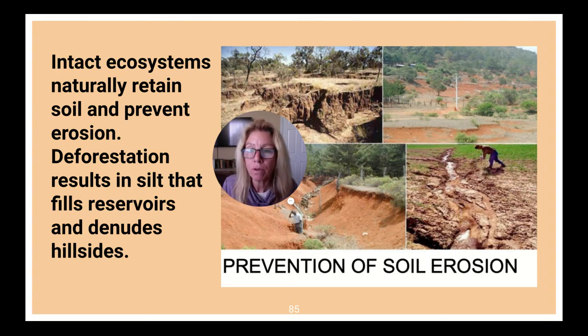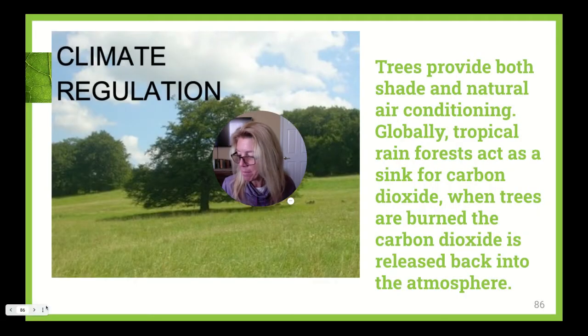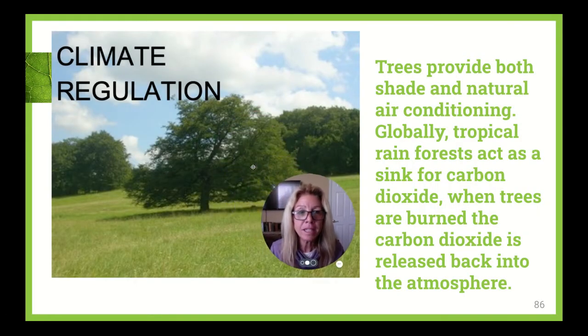When we do things like deforestation, that silt, that runoff gets into our waterways. It gets out into the oceans. It ends up covering coral reefs. So on prevention of soil erosion, intact ecosystems naturally retain soil and prevent erosion. And next, number 5, regulation of climate.